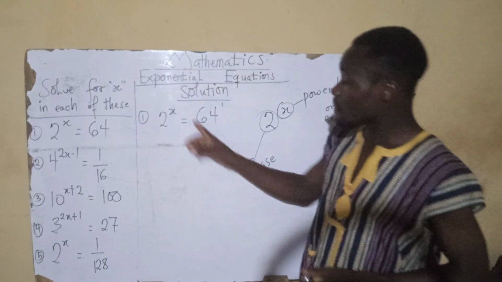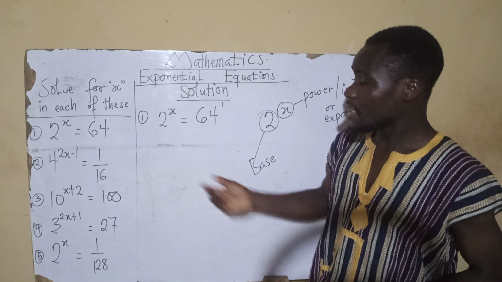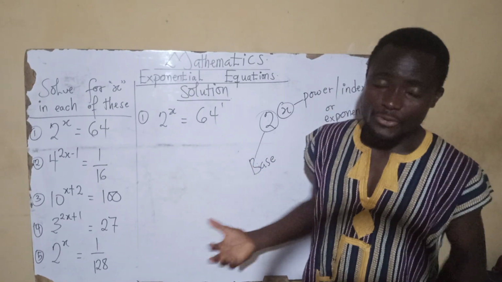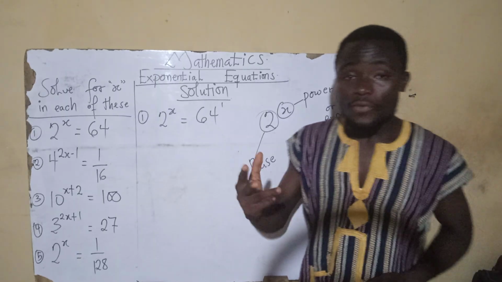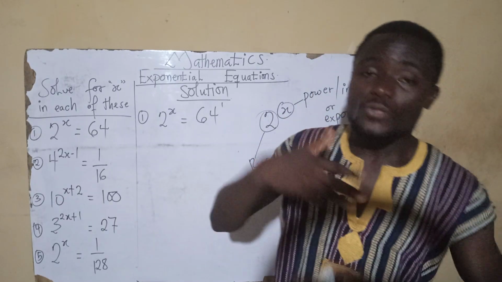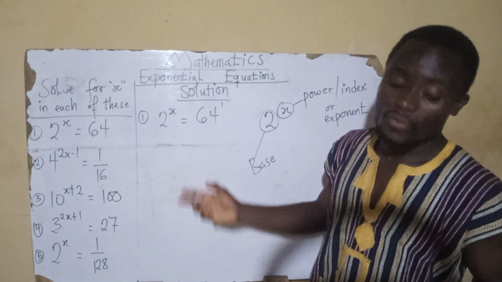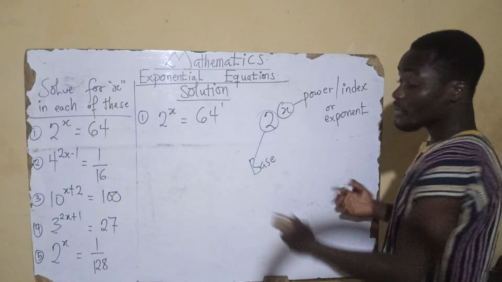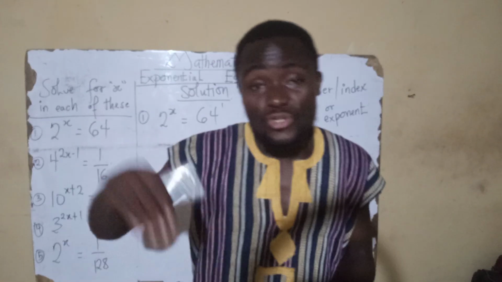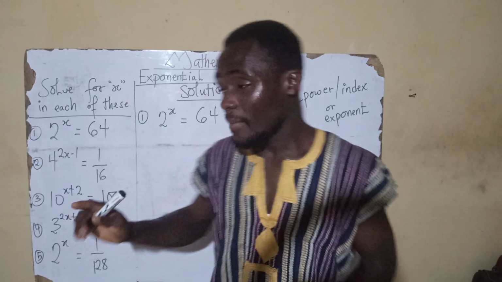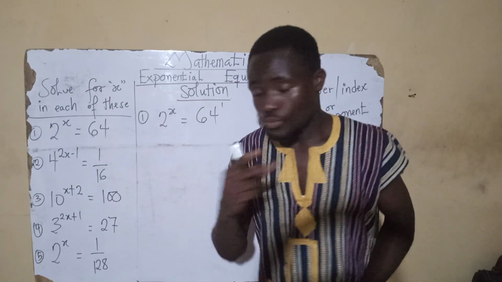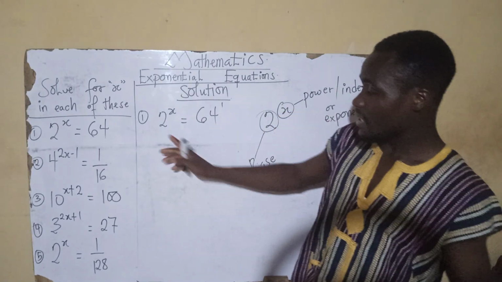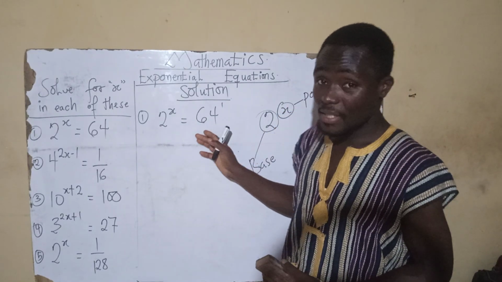To solve for x, if the base here is 2, then the base here must also become 2. How do we do that? It means that we are going to look for 2 exponent what number will give us 64. Remember, I told you that we have to make sure that the bases are the same. The base here is 2, and over here the base is 64. So we make sure that if here the base is 2, here the base also becomes 2.